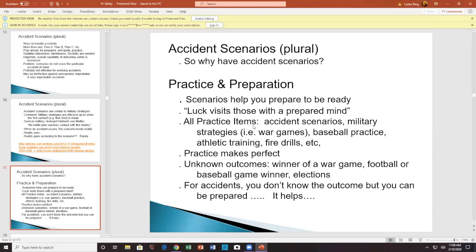All are practice items: accident scenarios, military strategy, baseball practice, athletic training, fire drills, etc. All practice. Practice makes perfect. The unknown outcomes, of course, are the winner of a war game, football game, or election. For accidents, you don't know the outcome, but you can be prepared. Being prepared helps.